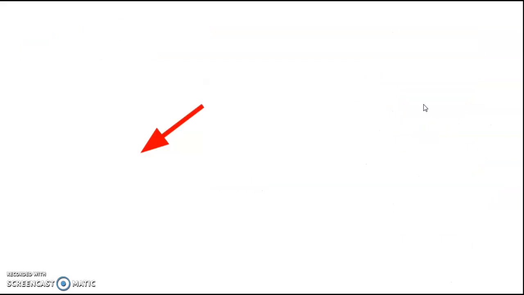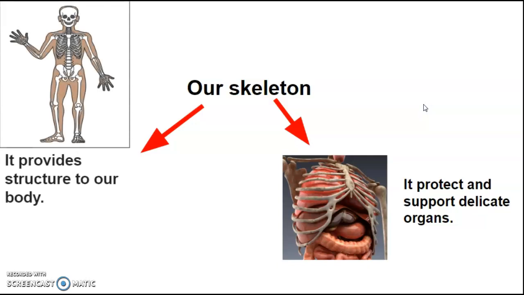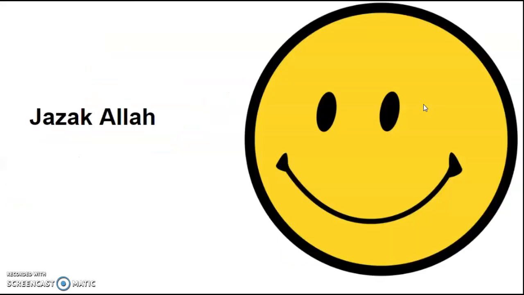So, our skeleton is a very important part of our body. It protects and supports delicate organs and it provides structure to our body. I hope you have understood about the growing importance and the other importance of the skeleton.